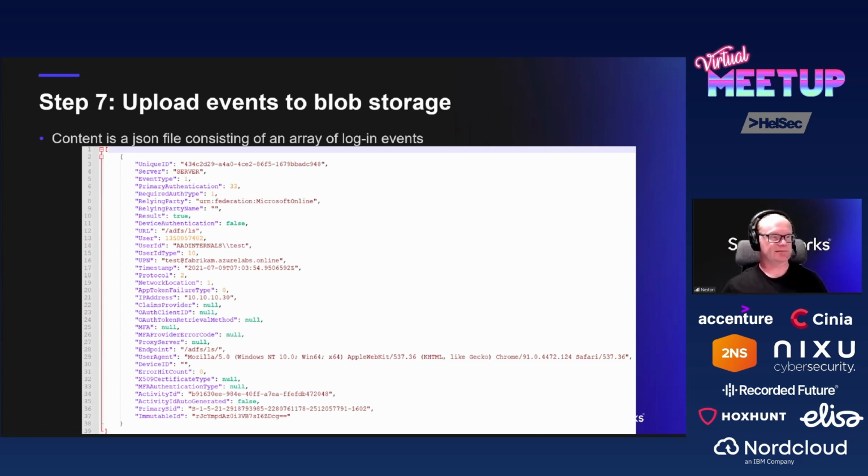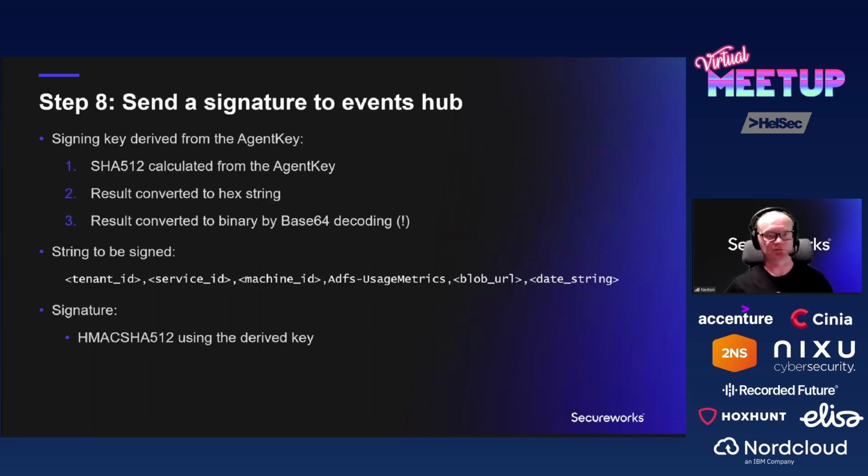And after you have done that, you need to send the signature to the events hub, and this is using Azure Service Bus. Before you are able to make the signature, you need to derive a key from the agent key. This is actually quite interesting.